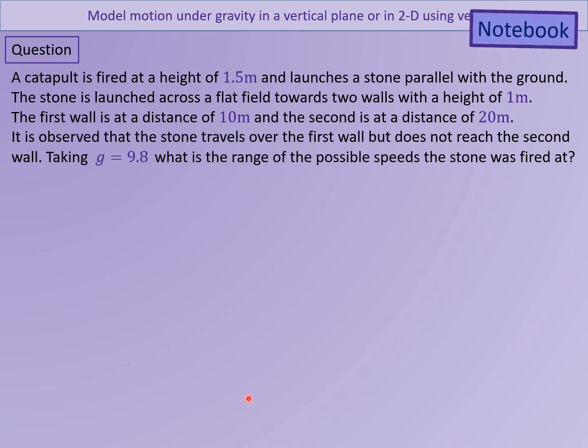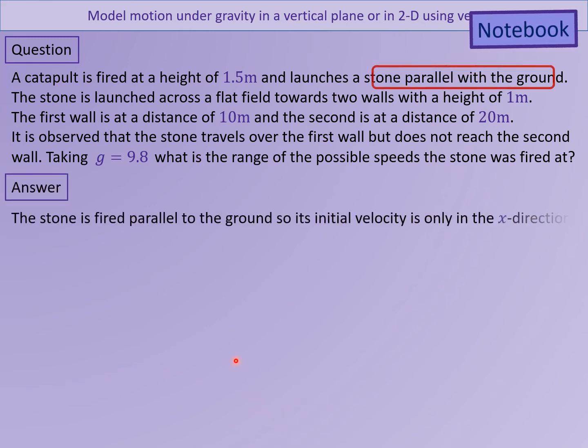Okay, so it's 10 meters away, and the second wall is 20 meters away. So if you haven't sketched that situation already, that should have been the first thing you did. Just do a rough sketch of the situation. So a stone is fired parallel with the ground with initial velocity only in the x direction.